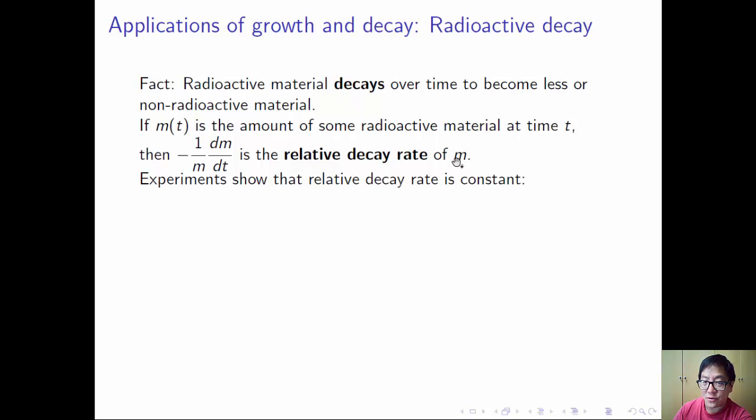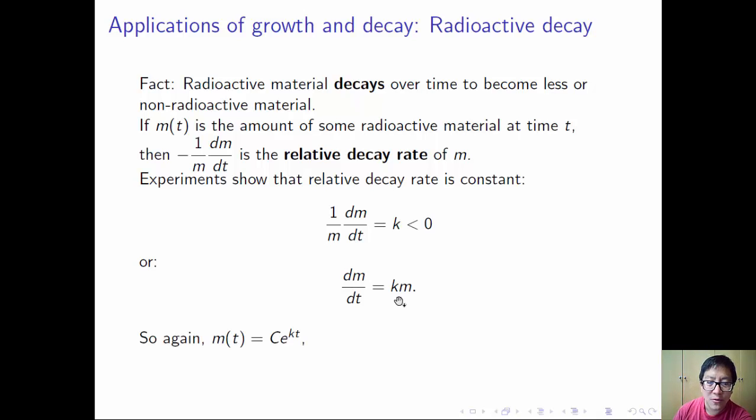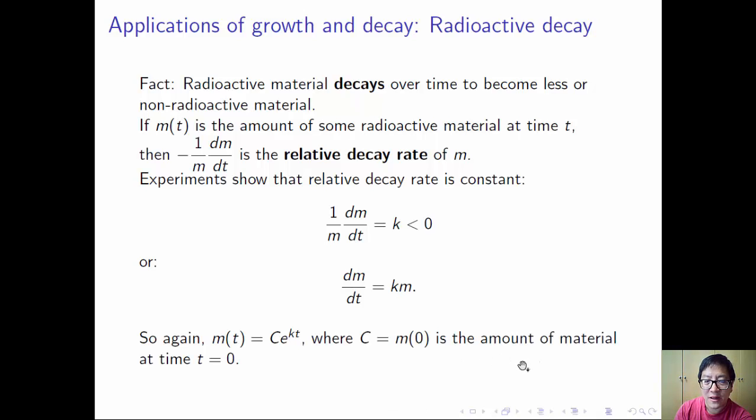Anyway, experimental evidence shows that the relative decay rate of radioactive materials is constant, or at least pretty close to constant. So we get that 1 over m times dm/dt is equal to a constant k, where the relative decay rate is positive, but when we put the minus sign on the other side, we get a constant k that's negative. In other words, solving for dm/dt, dm/dt is equal to k times m. That just happens to be the thing we know how to solve again, and so m of t is equal to c times e to the kt, where c equals m of 0, the amount of material at time t equals 0.